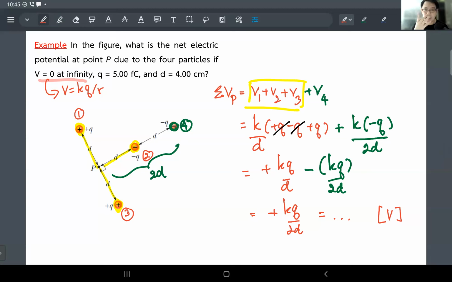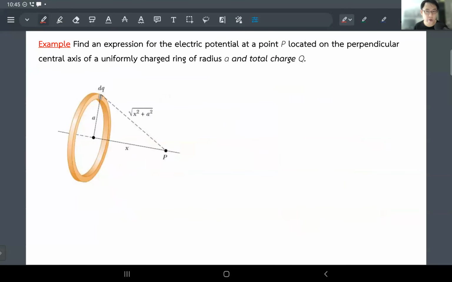All right, if not, now, as promised, we're going to have more calculus for you, and even more later. So what if you are facing this next question here? I want you guys to try first. I'll give you a couple of minutes head start to think about how to proceed. The question goes like this. Find an expression for the electric potential at point P located on the perpendicular central axis of a uniformly charged ring. You already saw this kind of ring before. The ring has radius A and the total amount of charge on it is Q. Let me put capital Q there.